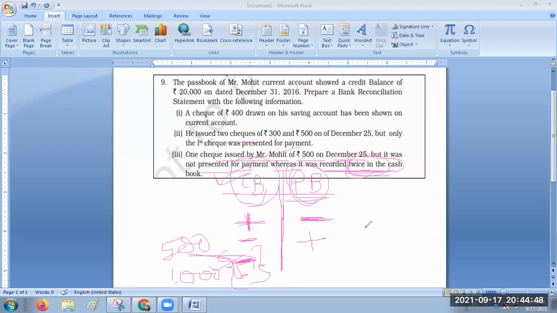Okay, so what you are going to do? 400 you are going to add, and 2 minuses are there. One minus is for 500 and another minus is for 1000 rupees. Yes. Okay, you solve it, it will come. Did you understand? Yes, sir.